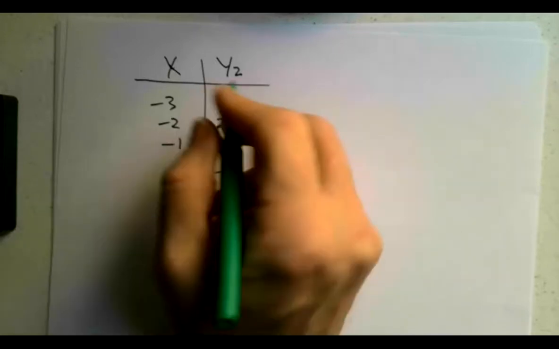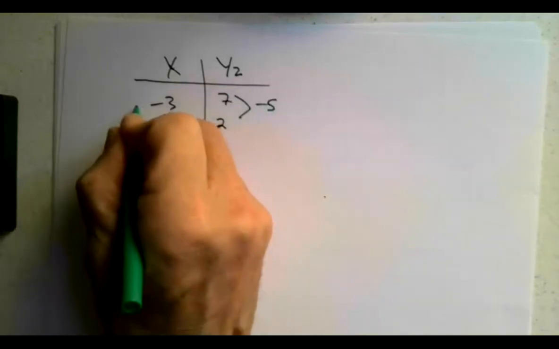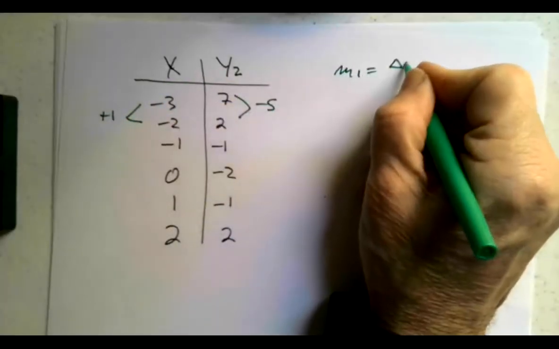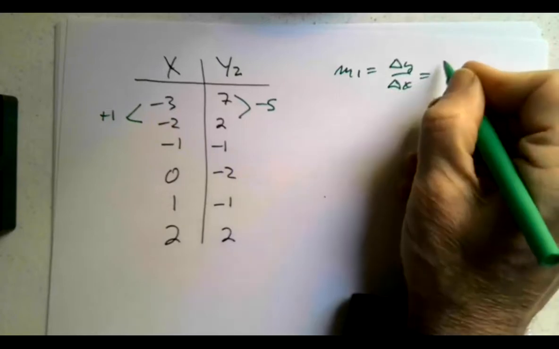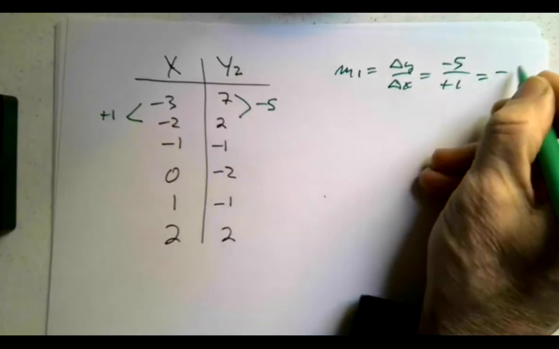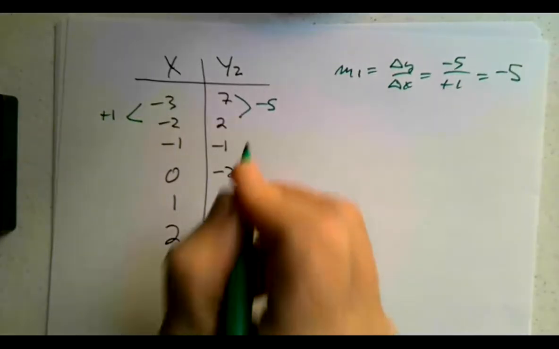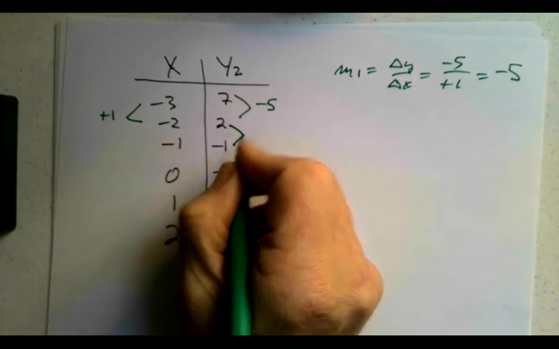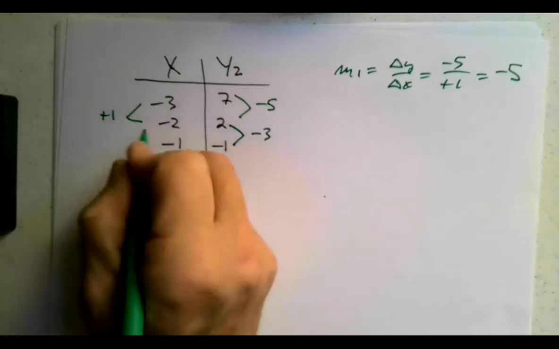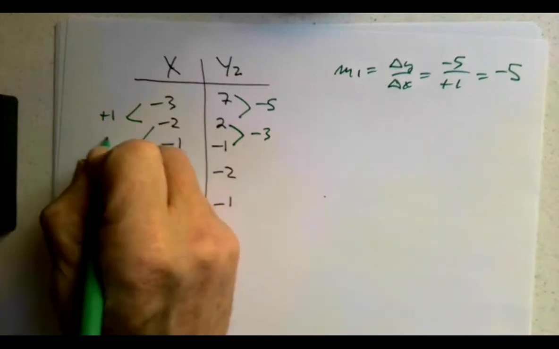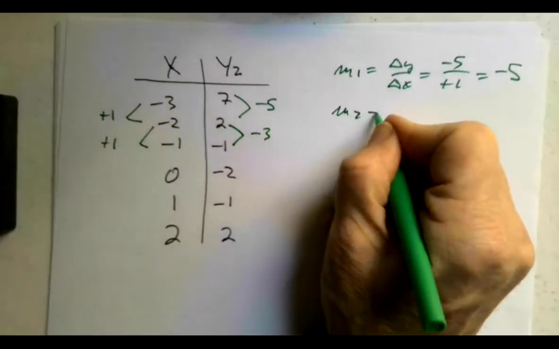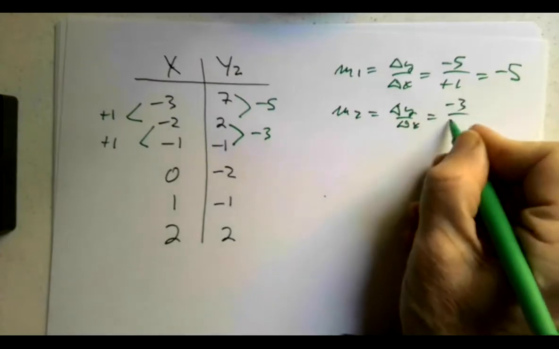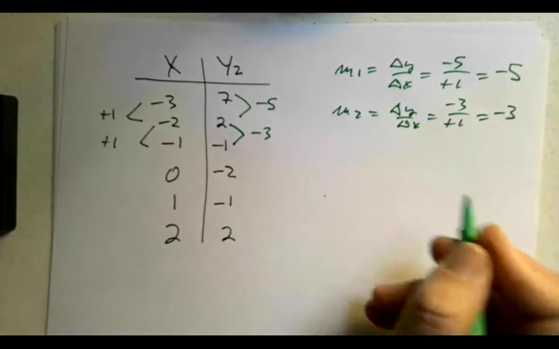So here from 7 to 2 is down 5. From -3 to -2 is up 1. So my first slope, change in y over change in x, is -5 over +1, which is -5. But my second slope, from +2 to -1, that's going down 3. -2 to -1 is up 1. So my second slope, again change in y over change in x, is -3 over +1, which is -3. So no, this is not a line.